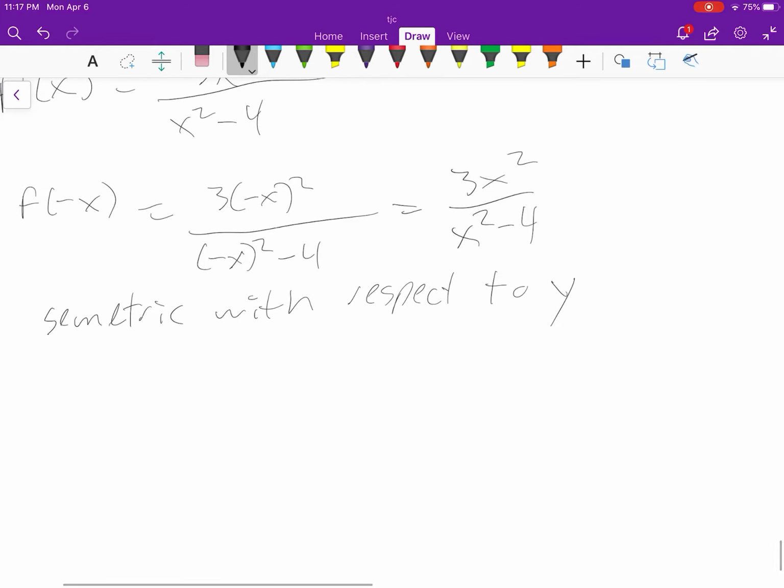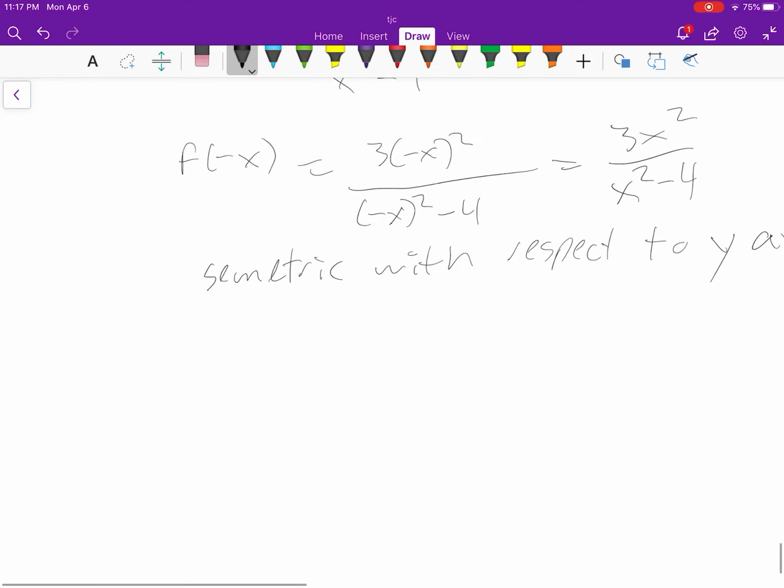So it is symmetric with respect to the x. No, not to the x, to the y. Why did I say x? To the y-axis, okay?